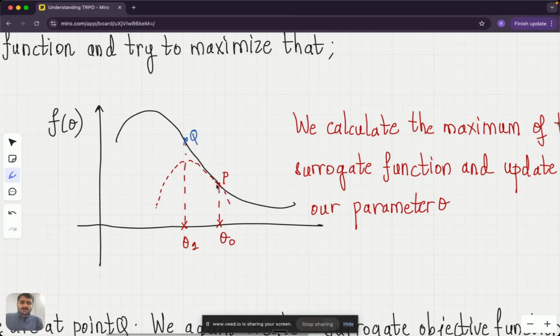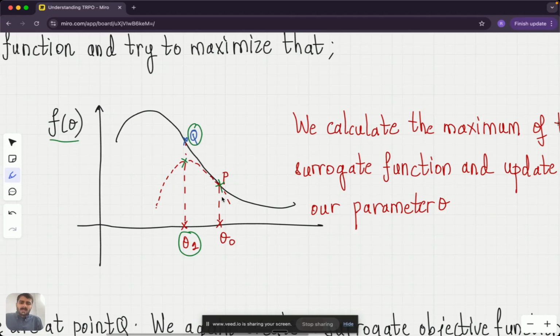Okay, so this red function is such that it matches the black function at one point and it's always below the black function. So I can estimate the red function now. Instead of calculating the maximum of the actual function, which we don't know, we calculate the maximum of this red function, and the parameter associated with that is theta 1. Then for that theta we calculate f of theta 1, and we ascend the curve.